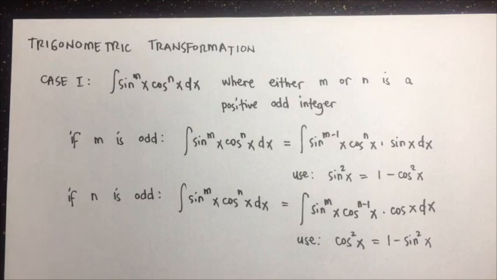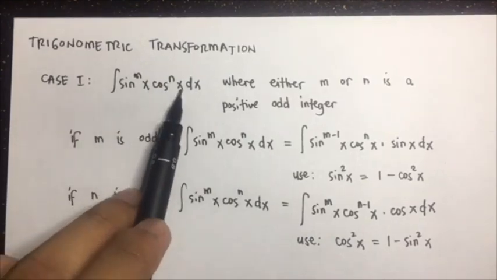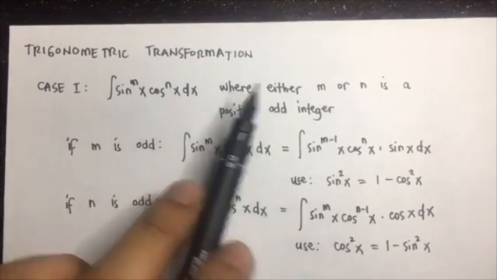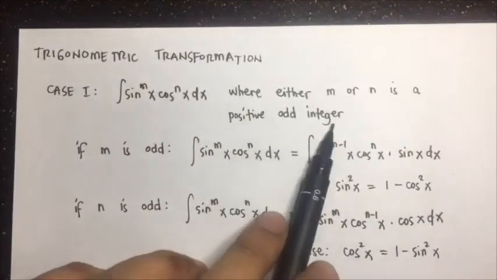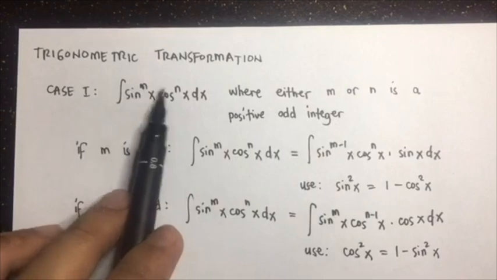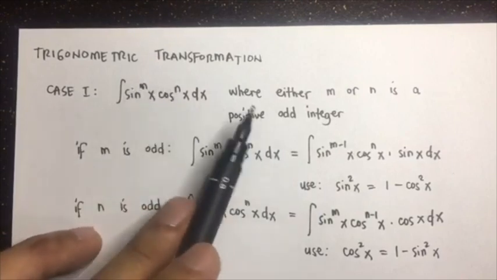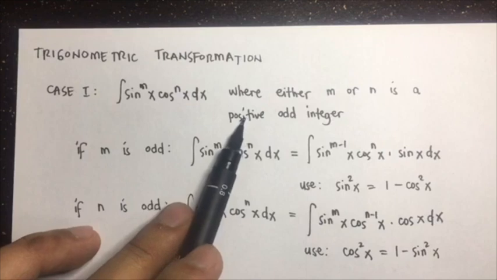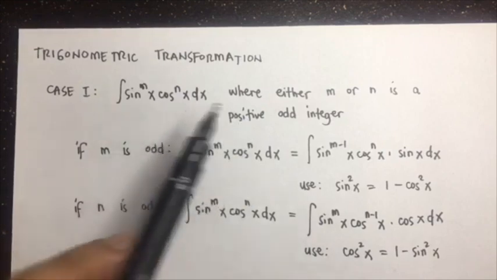So the first case is case 1, the integral of sine raised to m of x cosine raised to n of x dx, where either m or n is a positive odd integer. Okay, so either of the two can be a positive odd integer. So what are the positive odd integers? It could be 1, 3, 5, 7, 9, 11, and so on.